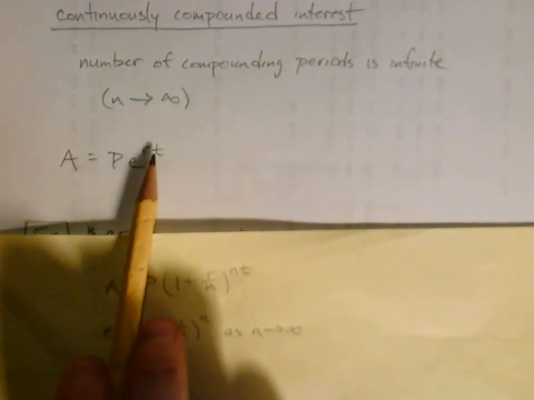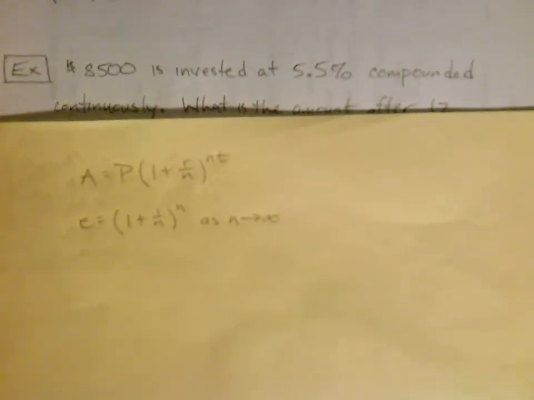So now, even simpler, right? That's the amount. There's our principal, our interest rate, our time. E is that number, and it's a number in your calculator, and I'll show you where it is in a moment. Let's look at an example.